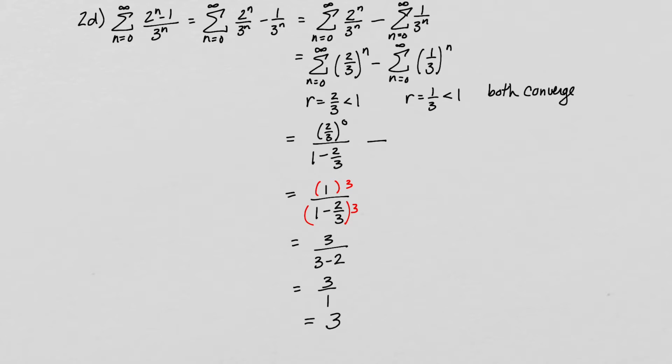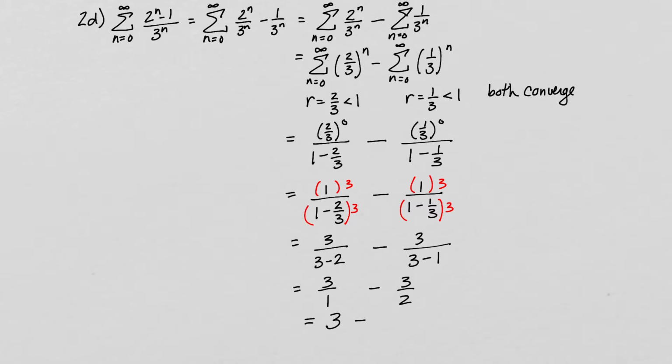And then in my second series, we're going to have (1/3) to the 0 divided by 1 minus 1/3. So we're going to have minus 1 divided by 1 minus 1/3. Same thing, multiply the top by 3, multiply the bottom by 3. So we're going to have 3 over 3 minus 1, so we're going to have minus 3/2. So we have 3 minus 3/2. And 3 is the same as 6/2, so 6/2 minus 3/2, which would end up being 3/2.